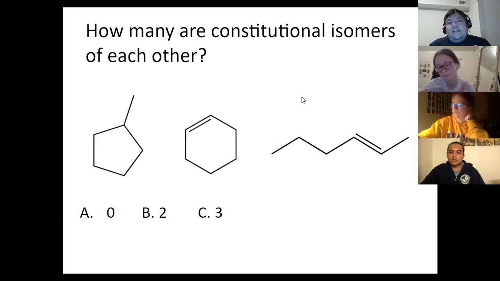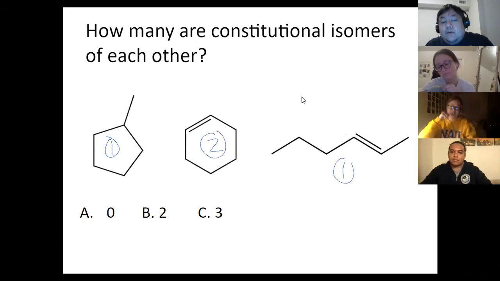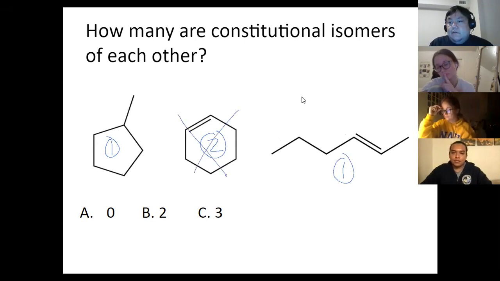So how many degrees of unsaturation does my first one have? One, right? Because it has a ring. What about my second one? Two, because it has a ring and a double bond. What about my third one? One, right? So this cannot be a constitutional isomer with anything else, because it has a different number of degrees of unsaturation. If you have a different number of degrees of unsaturation, they can't be constitutional isomers.